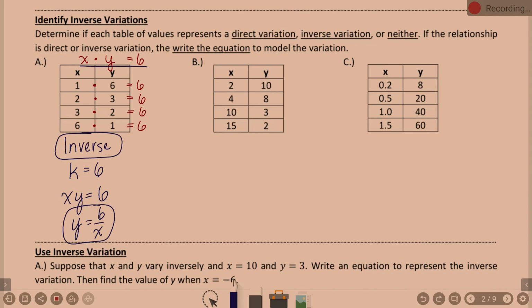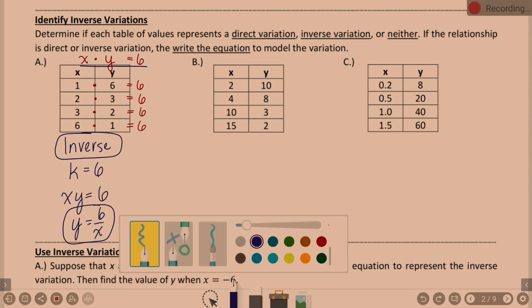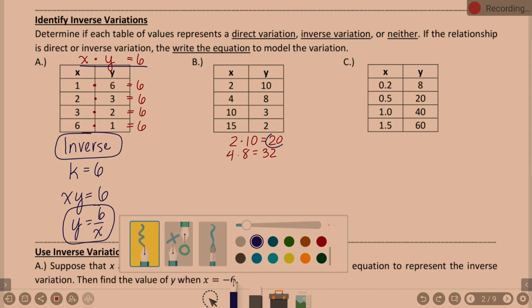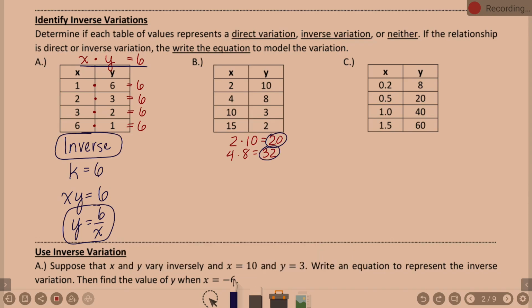Okay, let's look at B. Is there a multiplication connection, or is there a division connection? No. I'm just getting lots of no's. So multiplication failed. Yeah. 2 times 10 is 20. 4 times 8 is 32. Do we see the failure? Yeah. Okay, right there, I didn't even have to go past the first 2.